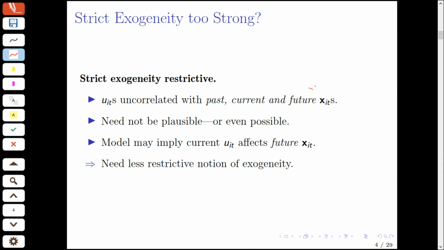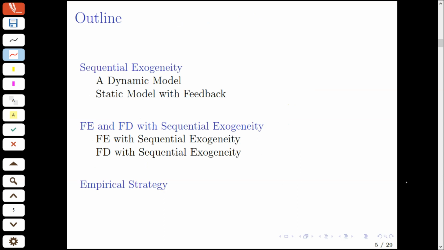Now, this need not be a plausible assumption to make, depending on the type of interpretation we would endow these idiosyncratic errors with. And we'll see that in some models it's not even possible. Specifically, in some models, it may be reasonable to believe that the current idiosyncratic error will affect future regressors. So it seems reasonable to introduce a less restricted notion of exogeneity. And that's what we'll do next.